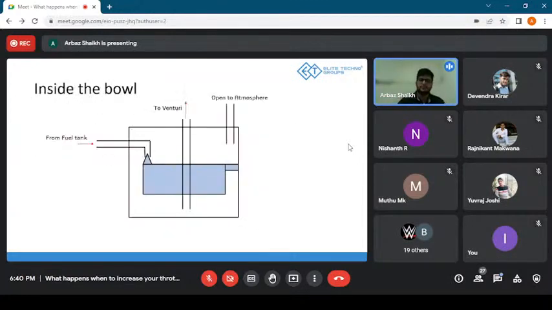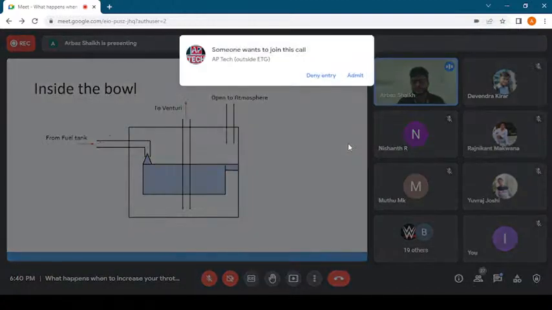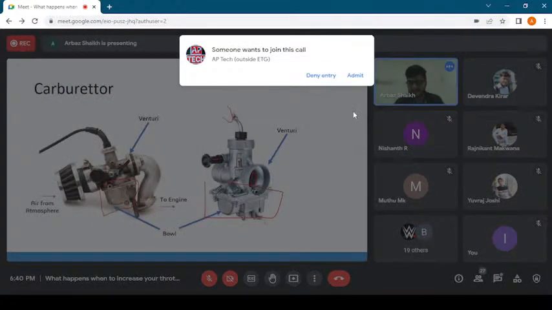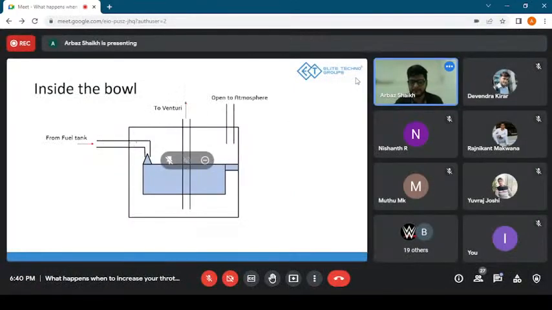So this is what a bowl actually looks like. Okay, so we have an arrangement. Consider this square to be the bowl, okay? And then there is the inlet from the fuel tank. So what we saw in here, this inlet, right? This is actually connected to the bowl over here from this inlet, right? Apart from that, this is the float that we have, okay?